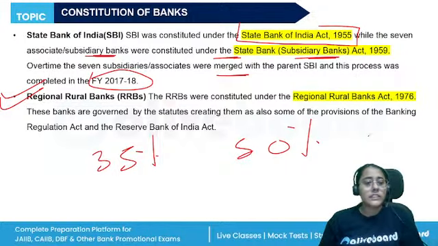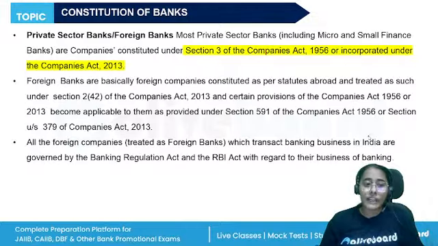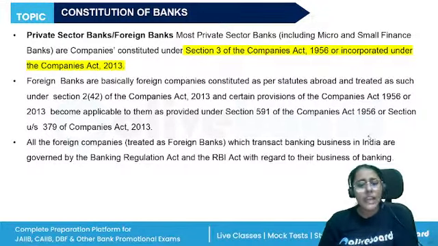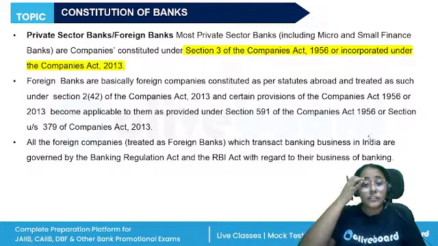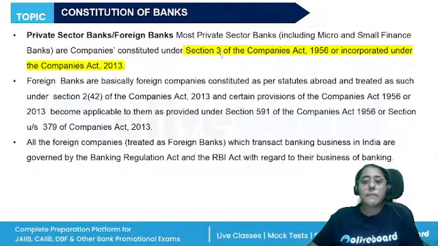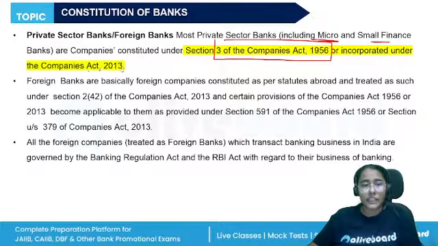Then we have the private sector banks or the foreign banks. Private sector banks are incorporated under the Companies Act. Foreign banks are incorporated under the Companies Act of their country, right? There are many large private sector banks in India that are having business even more than public sector banks today, right? So, private sector banks, including the micro and small finance banks, are companies constituted under Section 3 of the Companies Act 1956 or 2013.